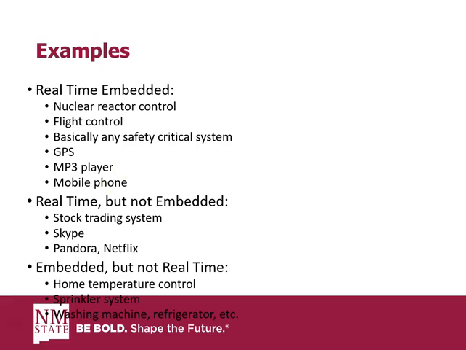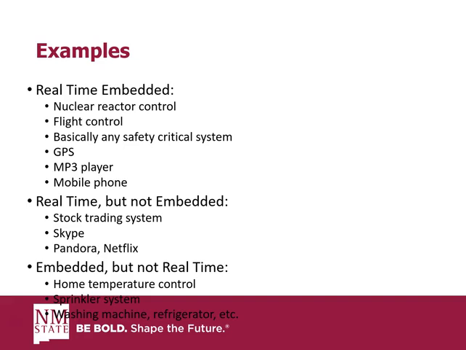To truly understand the distinction between real-time systems and embedded systems, let's look at some real-world examples. This slide categorizes examples into three groups: real-time embedded, real-time but not embedded, and embedded but not real-time. First, we have real-time embedded systems. These are systems where both timing is critical and the system is embedded within a larger device.